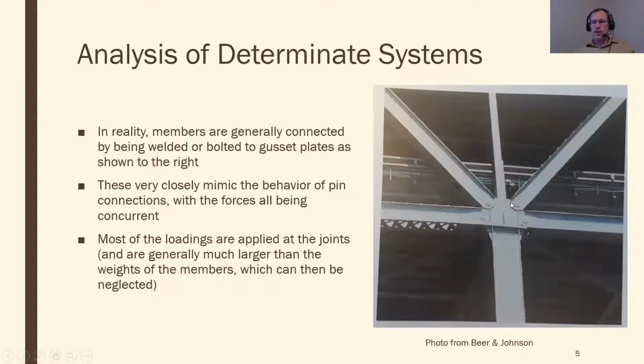In real life, as I mentioned, in a lot of connections that you see in truss structures, you have all these members bolted to some gusset plate, and that actually acts as a pin connection. So this assumption of having pin connections makes sense in real life in terms of what actually happens. That's one of the reasons why we're doing that.